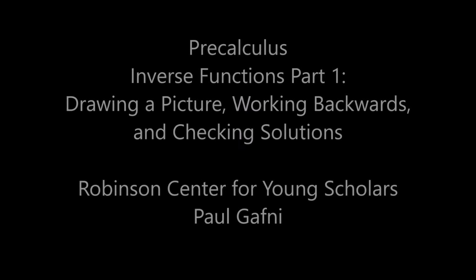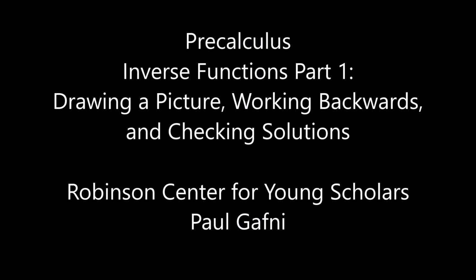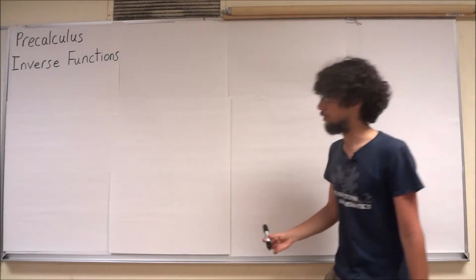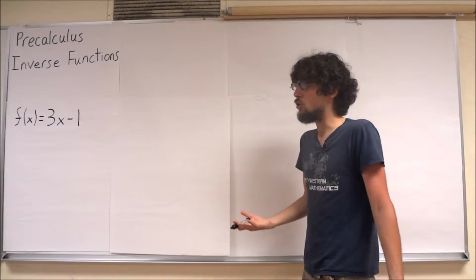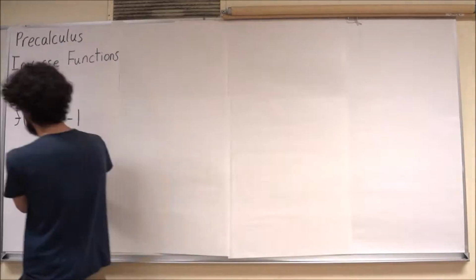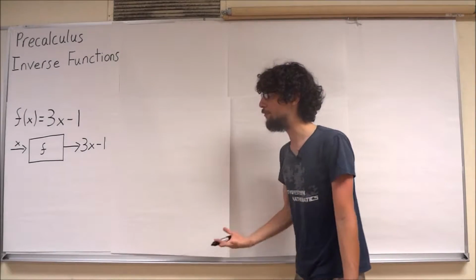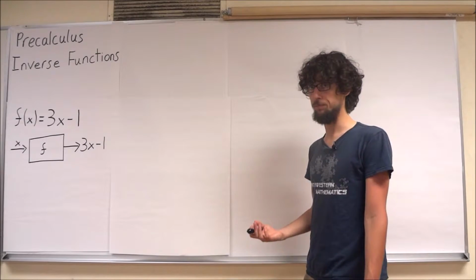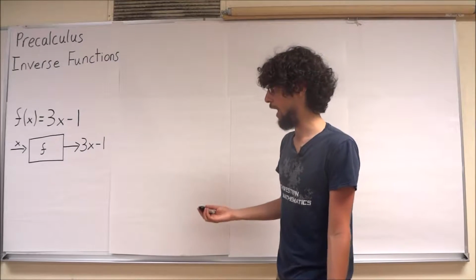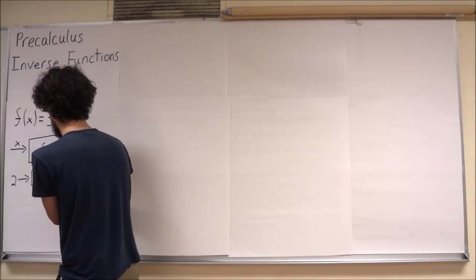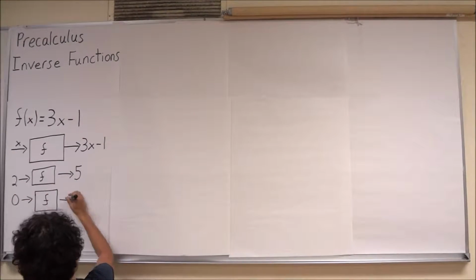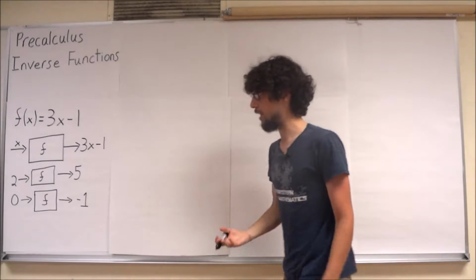In this video, we consider the idea of inverse functions for a simple function. Consider this function. We could draw this function as a machine. I feed the function x, and the function spits out 3x minus 1. So, for example, 2 turns into 5, and 0 turns into negative 1.